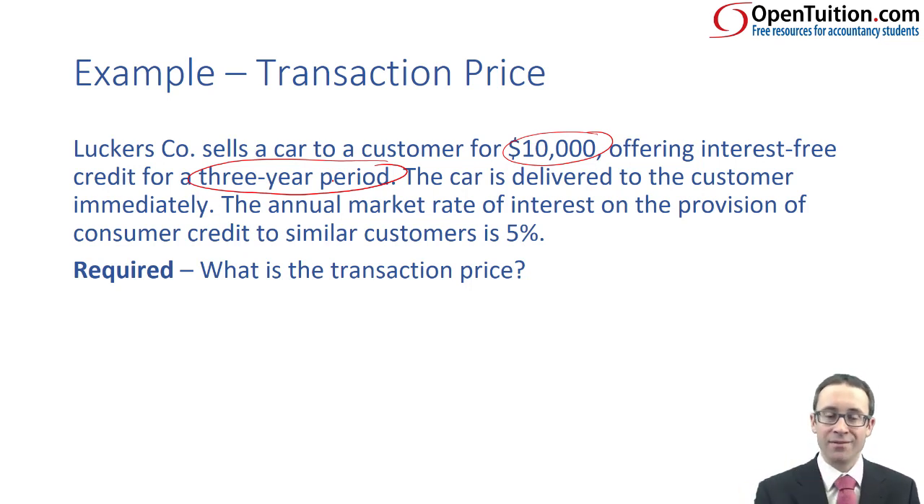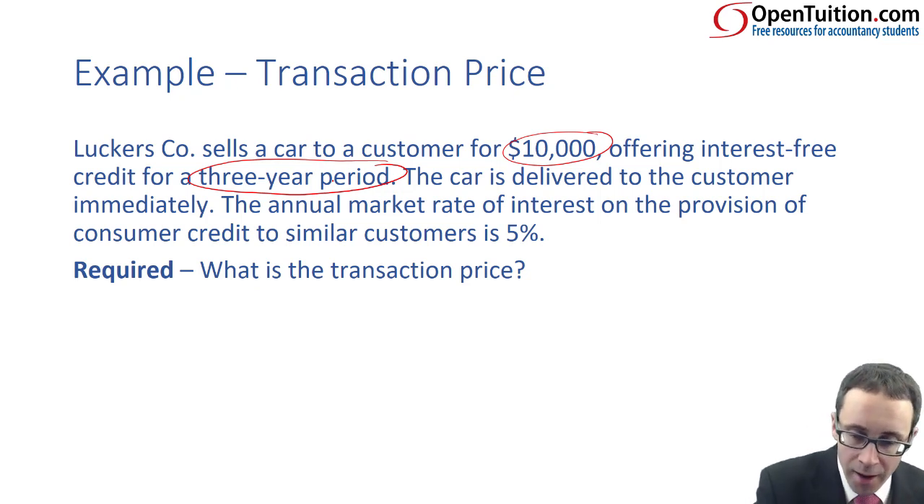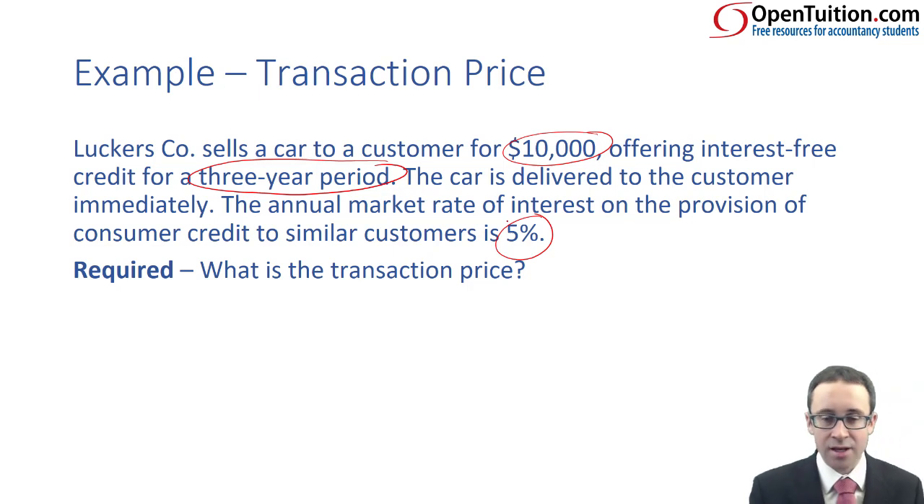The car is delivered immediately. So therefore we would recognise the revenue for the goods. But we need to work out the value of the goods in present value terms, isn't it? Okay, yeah, stripping out the financing component on that transaction. Well, the market rate of interest, is it 5%? So we'll use that 5%. We'll use the 3 years to discount the £10,000 back to present value.